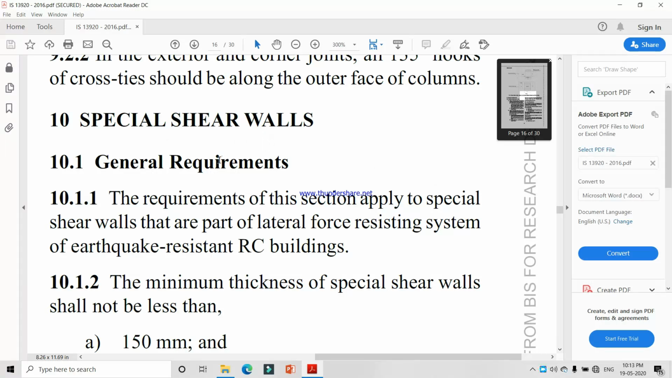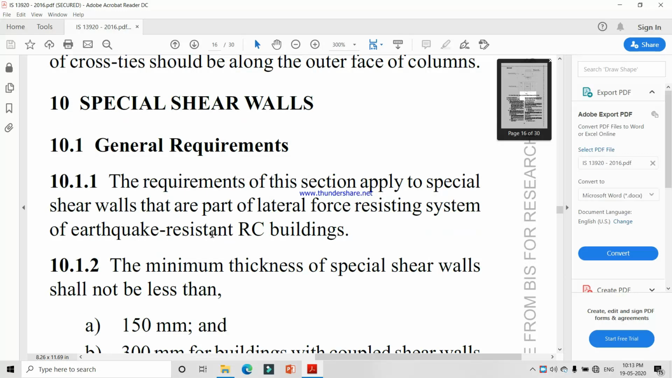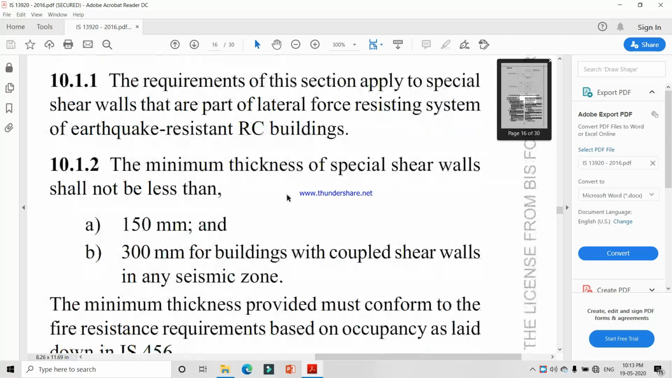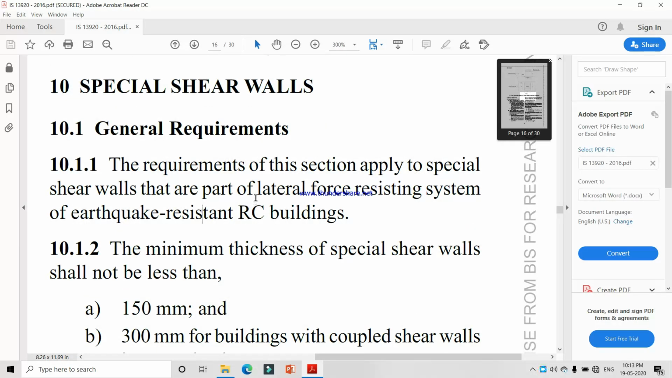Special shear wall: the general requirements of the section apply to special shear walls that are part of the lateral load resisting system of the earthquake resisting RC building. This shear wall is applicable for RC buildings. Then they take the maximum earthquake resistance when the earthquake load is applied. What are the criteria for the shear wall?